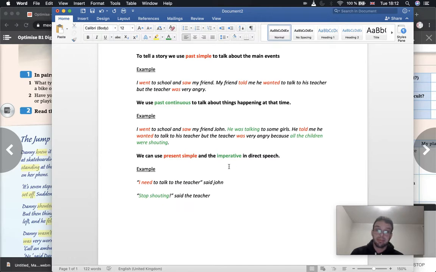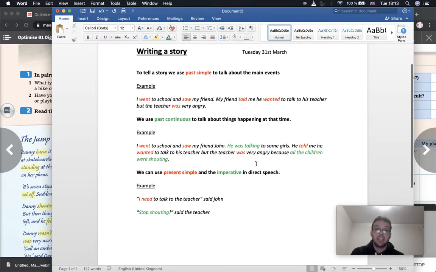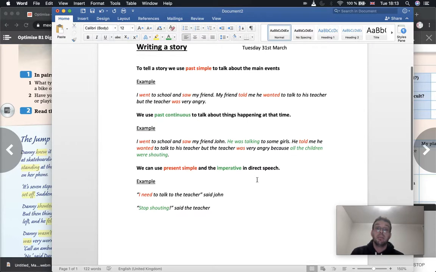So here are some examples. I can say, "I need to talk to the teacher," said John. That's just using present simple because that's at the time it was happening. And then, "Stop shouting," said the teacher. That's using the imperative, but for a similar reason, because it's at the time of the story. So we use present simple and imperative for direct speech in our story. Copy this down in your notebook. Pause the video if you need some time.